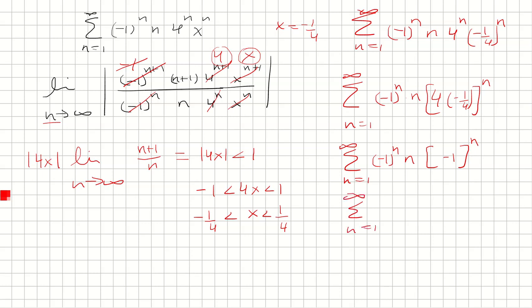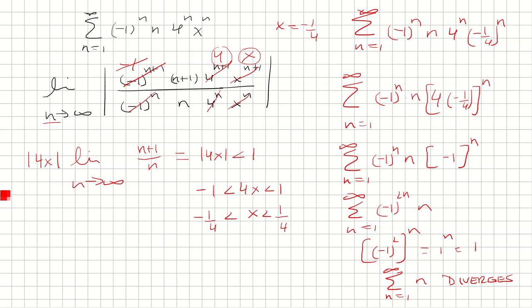And then (-1)^n times (-1)^n is (-1)^(2n), times n. And then (-1)^(2n) is (-1) squared raised to the nth power, which is just really 1 to the nth, and that's obviously 1. So really that just simplifies to the sum from n equals 1 to infinity of n. And we know this diverges because the limit goes to infinity. So by the test for divergence, the nth term test, it fails.